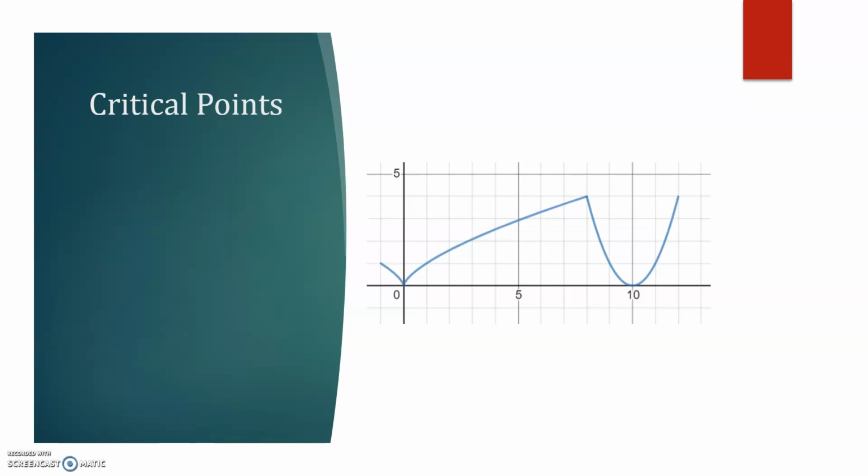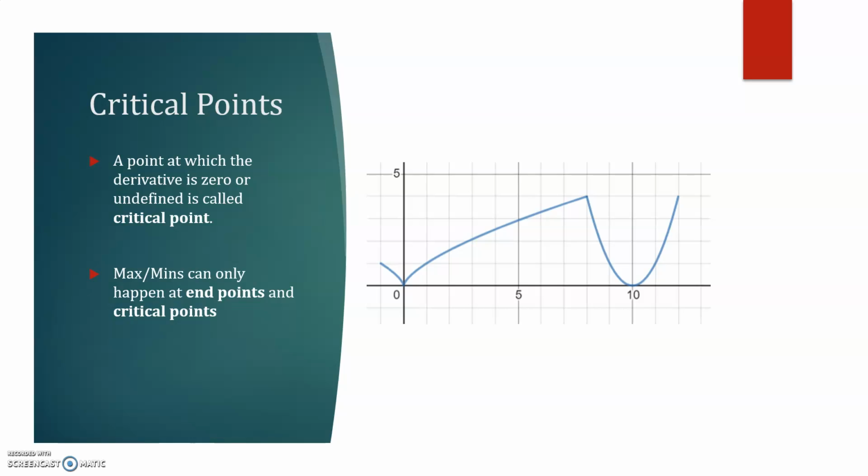Another definition is critical points. Critical points are points at which the derivative is 0 or undefined. So take a minute, look at this graph and see where the critical points happen. I have a critical point at x equals 0. I have another critical point at x equals 8 because there's a corner. Looks like at x equals 0, that's a cusp. X equals 8 is a corner. And x equals 10 is a place where the derivative is 0. So that's a critical point.